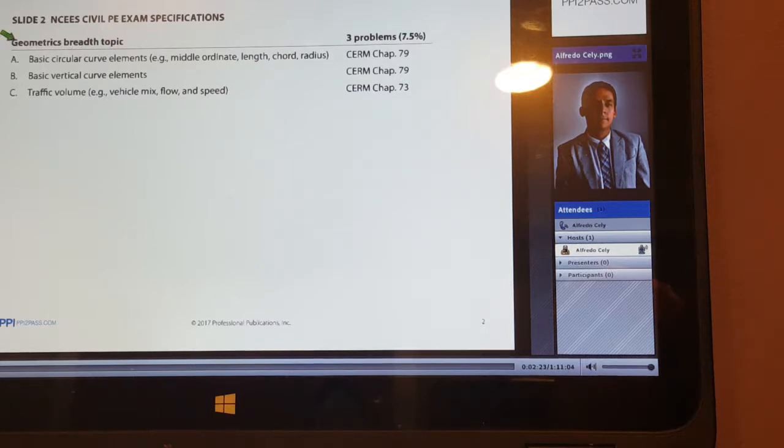Now, these geometric type of concepts are more inclined into the transportation area. So if you've been working in transportation, knowing horizontal curves, designing vertical curves, and evaluating traffic volume, these concepts should come as second nature to you. Another key thing that I want to point out is that you'll be tested 3 problems on geometrics. So more than likely, you'll have 1 problem on horizontal curves, 1 problem on vertical curves, and then 1 problem on traffic volume.